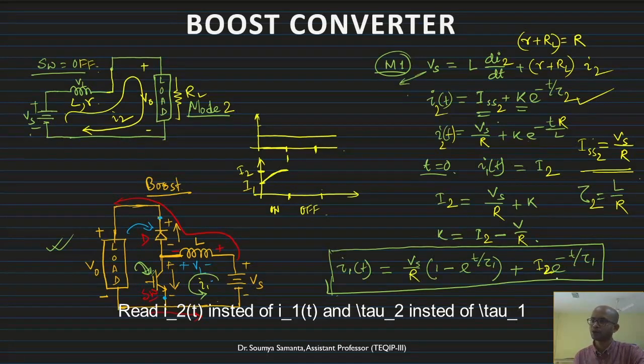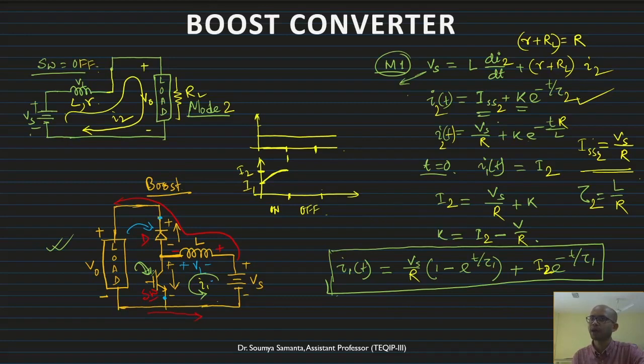Now at t equals 0, what will we get? We'll get I2. That means from here it will start. And what will the final value be? That will be Vs by R. Suppose this is somewhere else, here at this point, Vs by R. After a long time, it will settle down here.